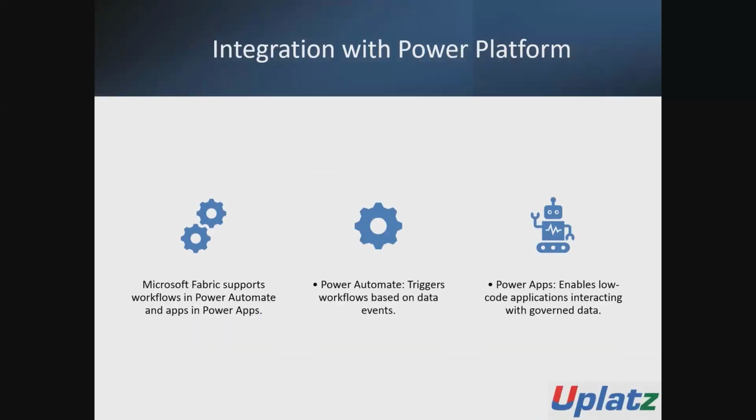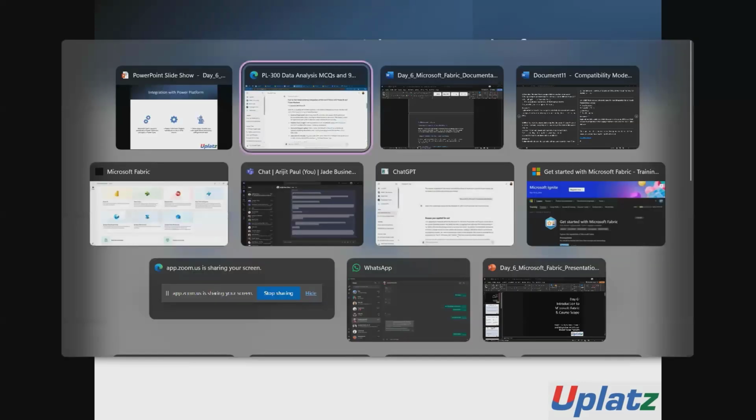We can see that Microsoft Fabric can also integrate with Power Platform. Microsoft Fabric supports workflows in Power Automate and apps in Power Apps. Power Automate can trigger workflows based on data events, and Power Apps enables low-code applications interacting with governed data. That is the best part of Microsoft Fabric.